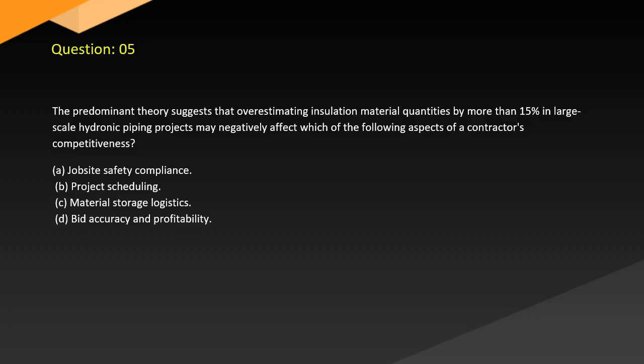Question 5. The predominant theory suggests that overestimating insulation material quantities by more than 15% in large-scale hydronic piping projects may negatively affect which of the following aspects of a contractor's competitiveness? A. Job site safety compliance. B. Project scheduling. C. Material storage logistics. D. Bid accuracy and profitability.